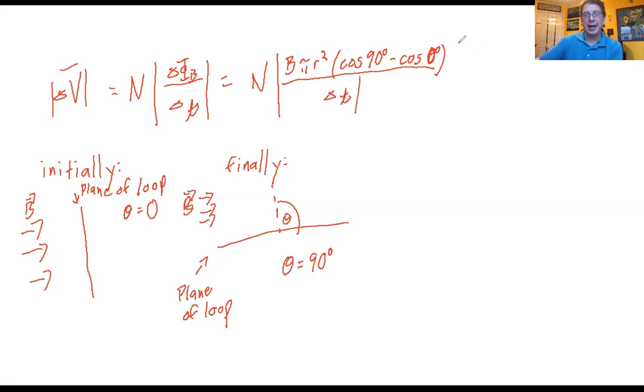And we're taking the absolute value, so we can write this as N B pi r squared divided by delta t. And so n is just 1. B, we are given, it's 1.5 Tesla.